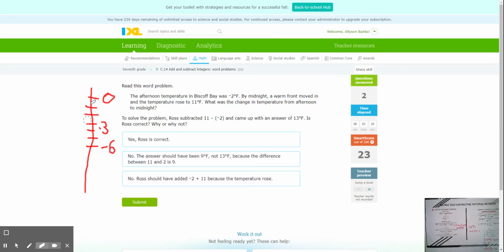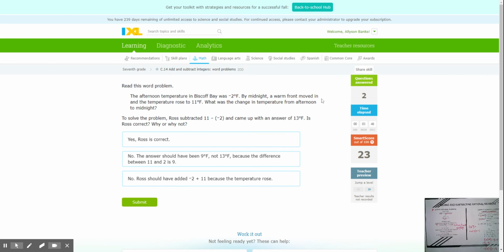All right, let me erase my little thermometer here. So some of these you'll have to use some common sense on. If you have to draw something out to the side or on your paper, that would be completely fine. The afternoon temperature in Biscoff Bay was -2 degrees Fahrenheit.